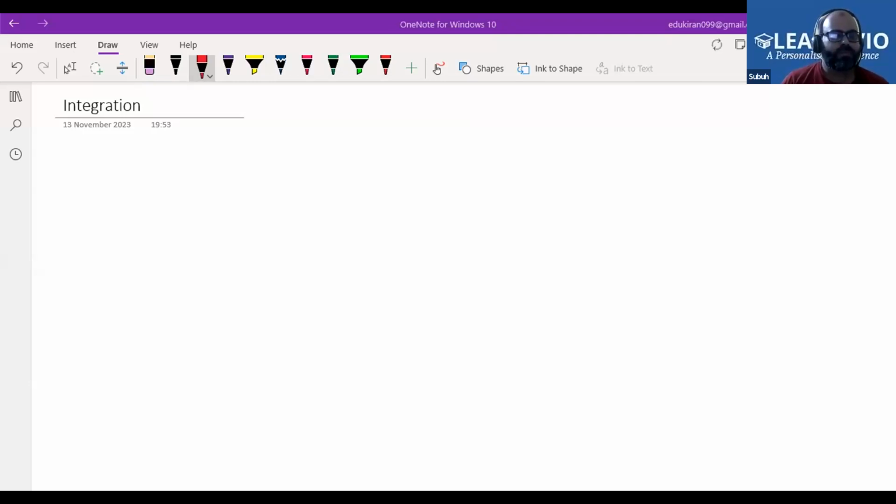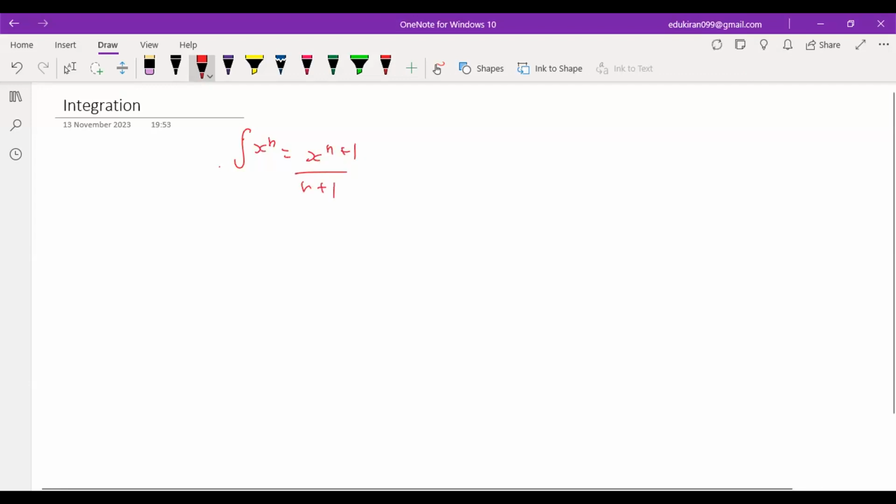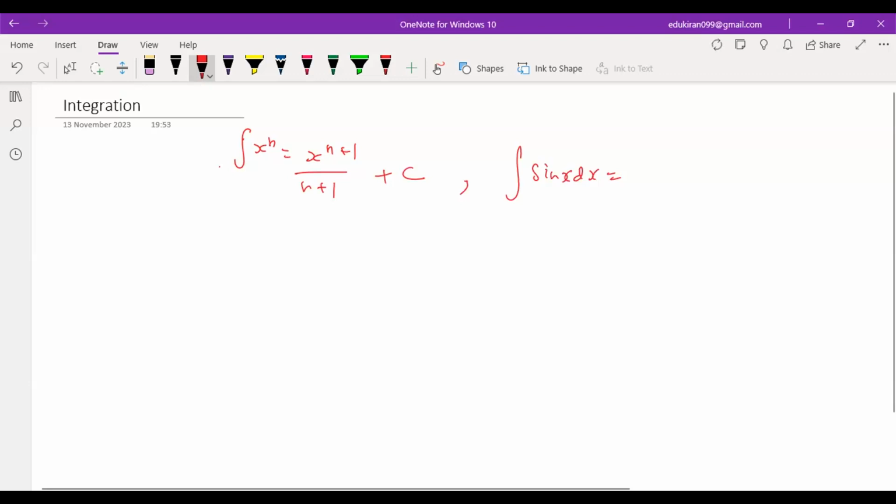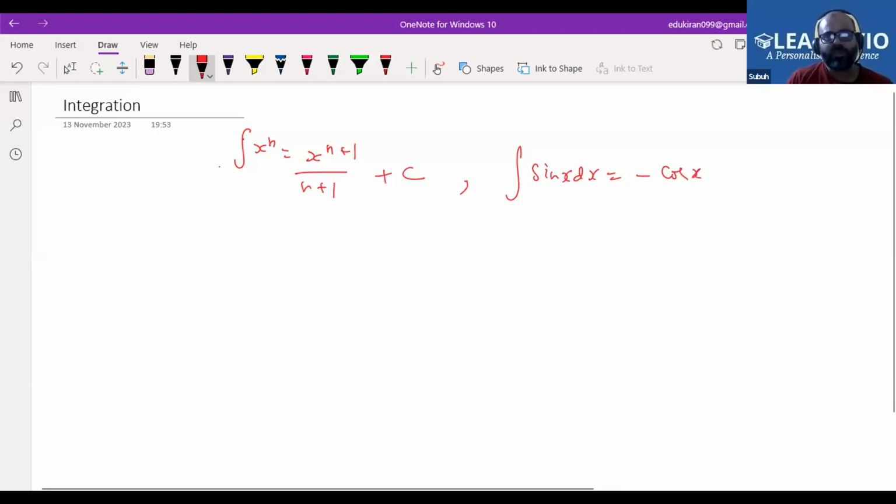So in integration, do you remember the formula of indefinite integration, the simple formula: the integral of x to the power n is x to the power n plus 1 by n plus 1 plus C. Okay. And what is the integral of sine x? Sir, cos x. Minus cos x plus C. Yeah. So this simple integration we need to remember. I hope you remember these integrations, right?